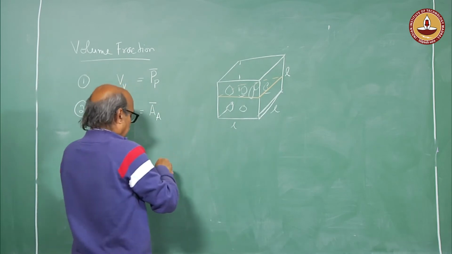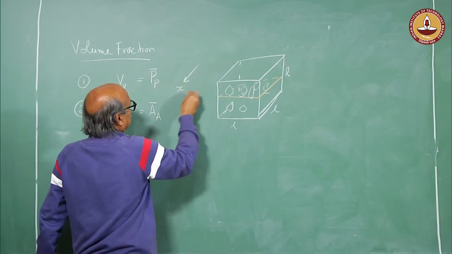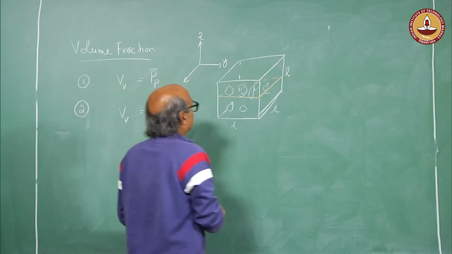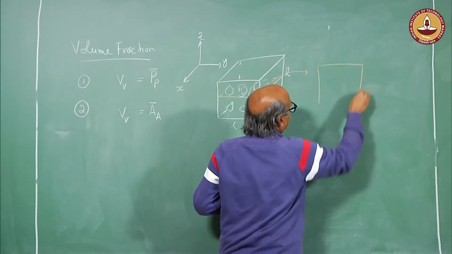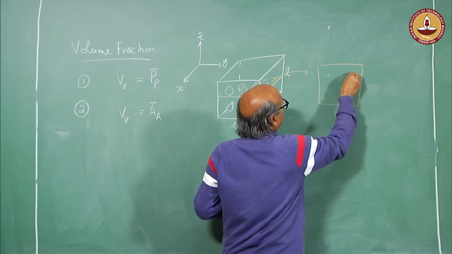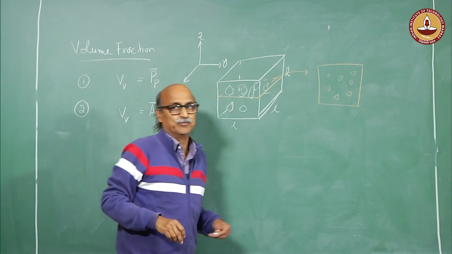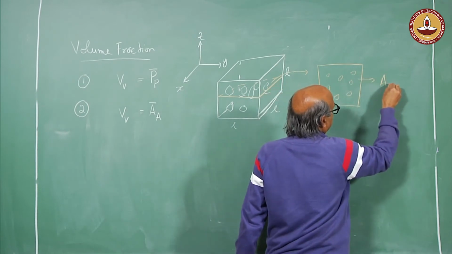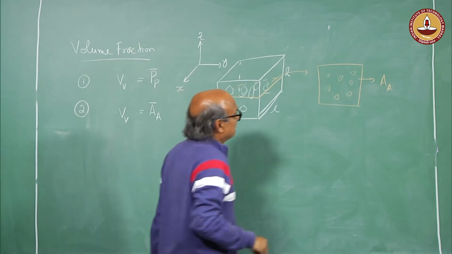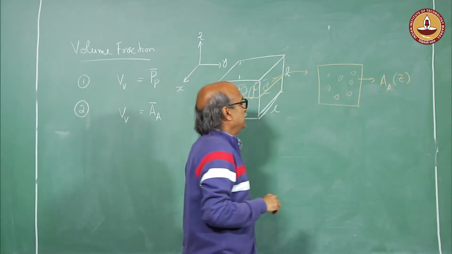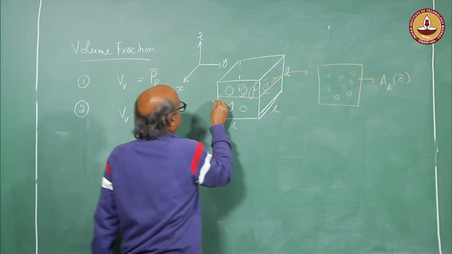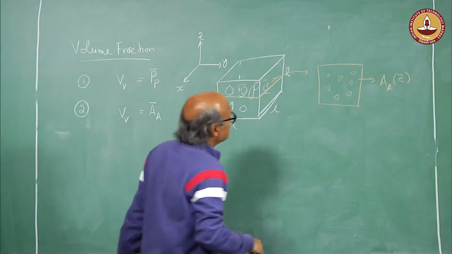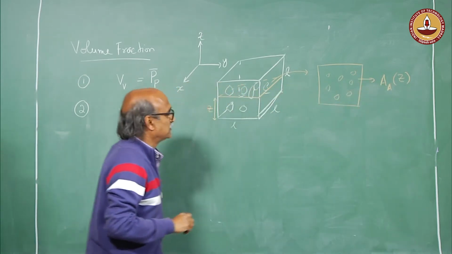Let me also label the axes, so that this is my x direction, y direction and z direction. If I look at this microstructure, I will see particles which are sectioned by this plane probe. Let the area fraction observed on this be A sub A, and it has been sliced at some random distance z. Okay, so that is why this is being referred to as area fraction at position z.